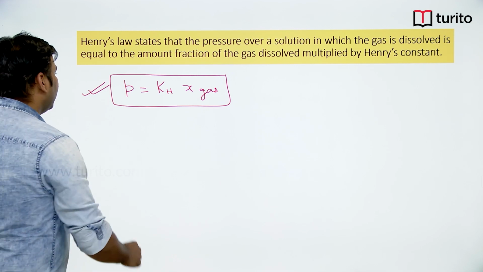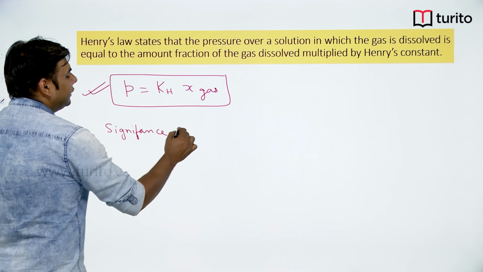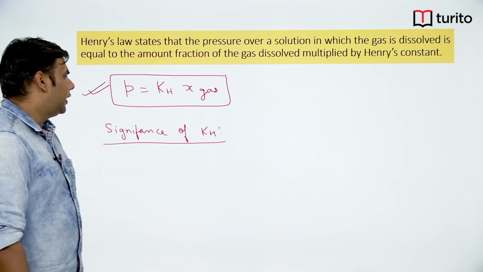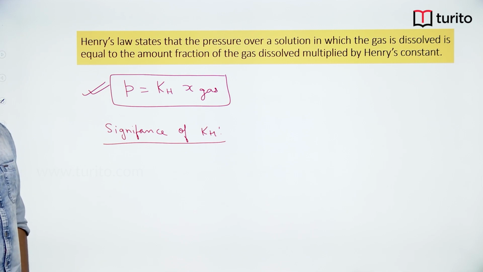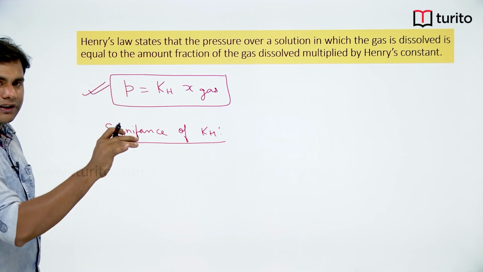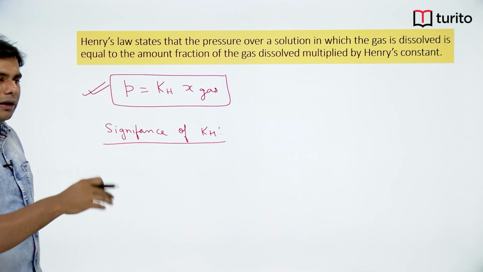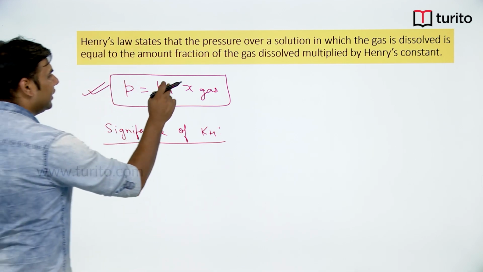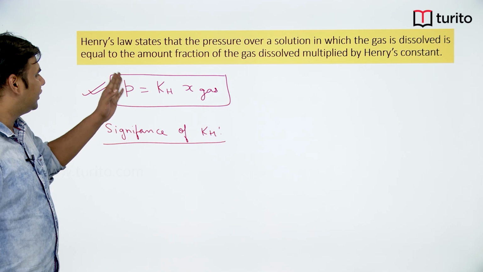Okay, so now let us look at the significance of Kh, the Henry's constant. Now, if a gas is more soluble at a given pressure, so pressure is a constant at a given pressure, we are saying. So if the solubility of the gas is more at a given pressure, it means that the mole fraction of gas in the liquid would be more. Okay, so if the mole fraction is more at a given pressure, then the value of Kh would be low. Basically Kh is P upon X gas.